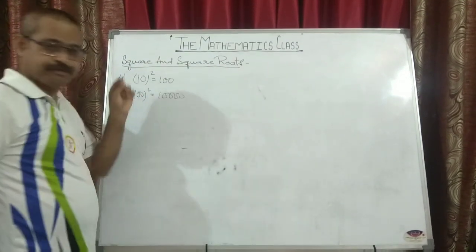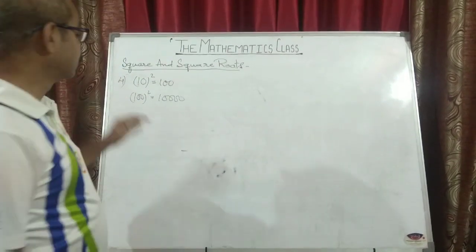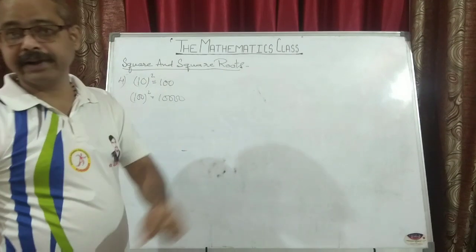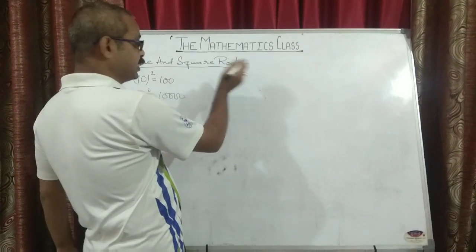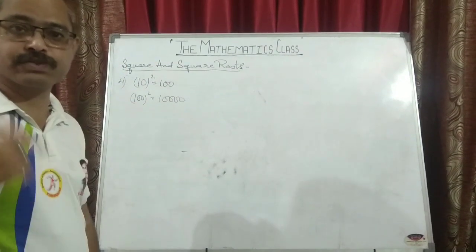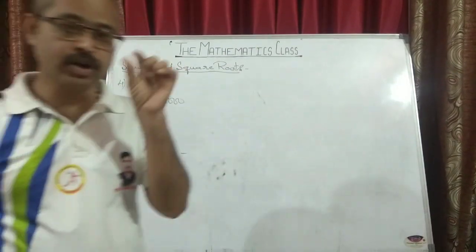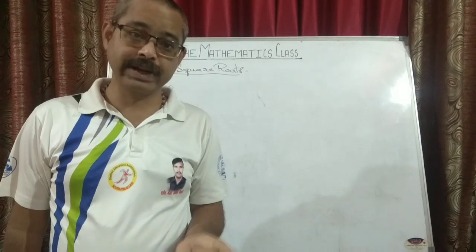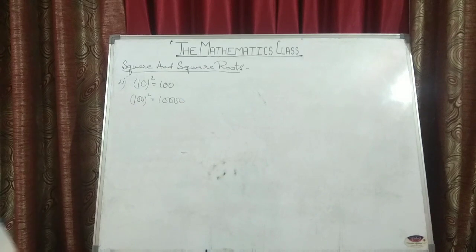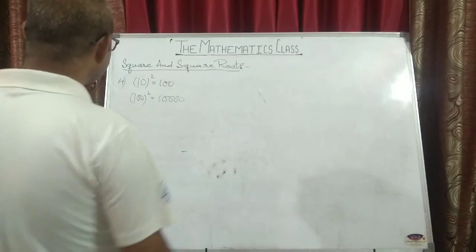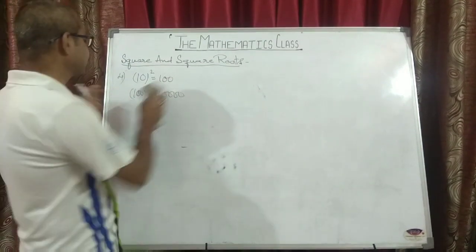It means if the number is a square of any tens, it will end in an even number of zeros. Suppose 20 squared is 400, 50 squared is 2500, and so on. It means the number of zeros in a perfect square is always even. The next property is, okay, this we have discussed, the square of even and odd numbers and all.